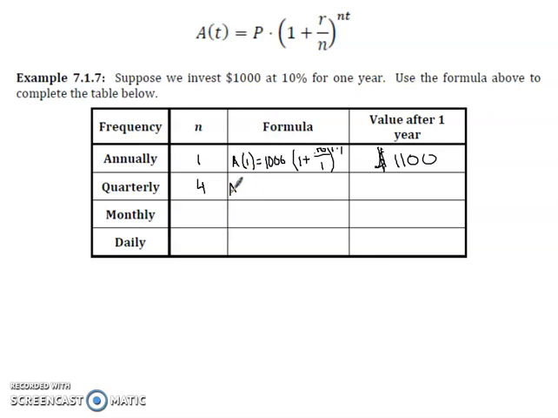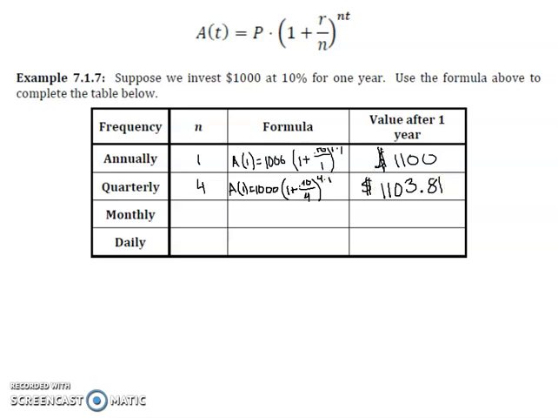So I'm going to look at the amount after 1 year still. The initial principal is still 1,000. I have 1 plus, my interest rate is still 10%, so 0.10 over, and my N, or the number of times we're compounding, is 4. And I have N multiplied by my time T, which is 1. Simplifying this, $1,103 and approximately 81 cents.